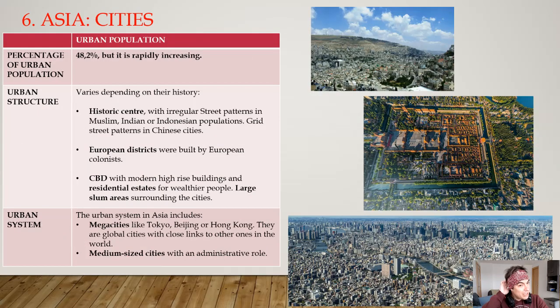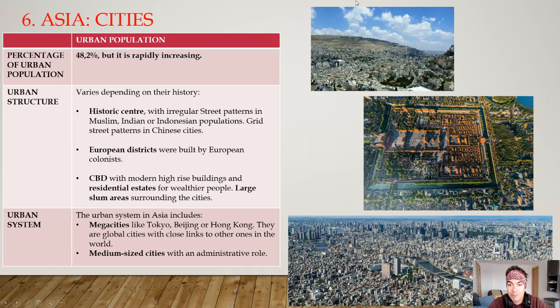So how are the cities in Asia? The percentage of urban population is a bit less than 50%, but it is rapidly increasing. The urban structure varies depending on the history of the country. For example, we have a historic center with irregular street patterns in Muslim, Indian or Indonesian population, but a grid street pattern in Chinese cities.